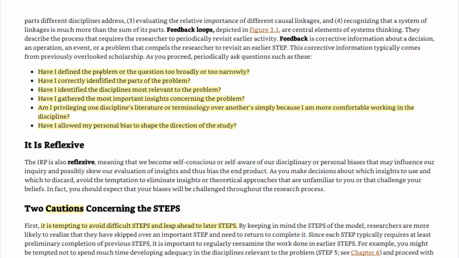Number 2, have I correctly identified the parts of the problem? Oh my gosh, there's lots of parts to this problem. The question is, have I picked several to focus on? So I picked legal issues: is this even legal? Can this even be done legally? Do we have some kind of laws in place that allow for this? And the second issue I liked was whether the technology's there. Is there really enough technology that would allow drones to do this?